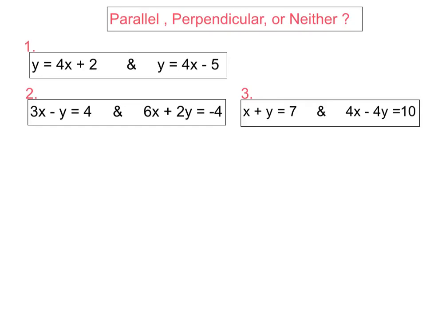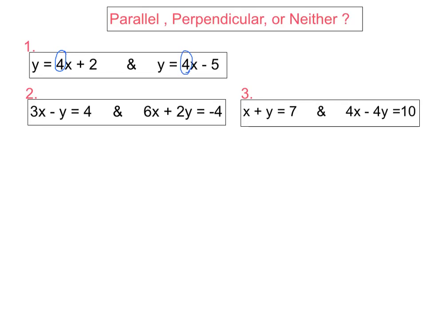Sometimes they're just wanting you to look at a couple lines and decide, would these lines be parallel, would they be perpendicular, or maybe neither? So what you have to do is identify the slopes of each of the lines and then compare them. In this first example, I was being really nice because I put them in slope-intercept form for you. So right here, remember this is your m, that's your slope. Over here, there's your m, that's your slope.